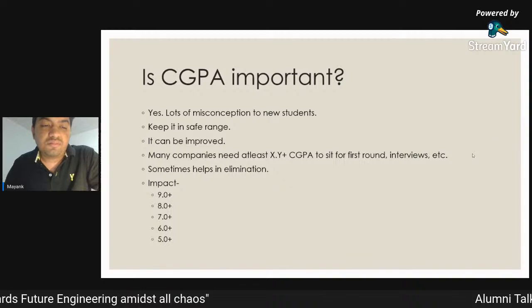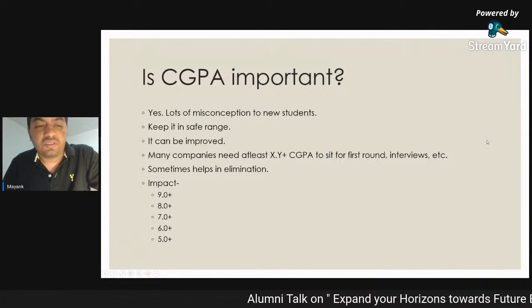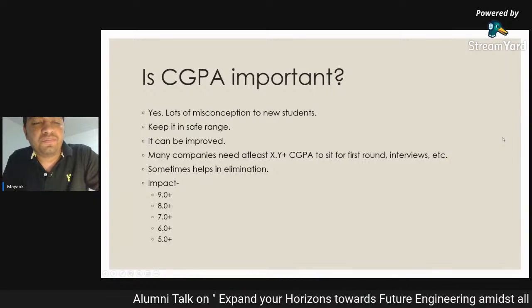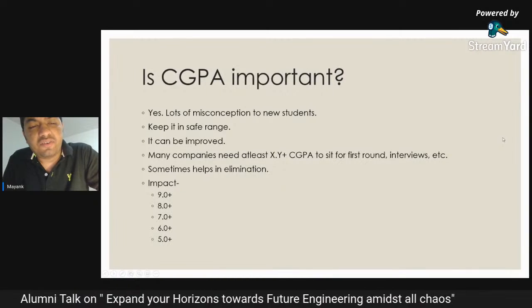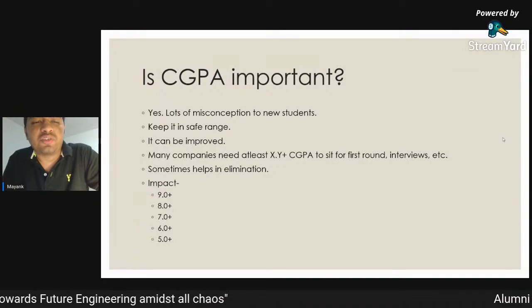So I'll say one by one what impact all these 9.0, 8.0, 7.0, 6.0, 5.0 have. Opportunities, I believe, are for everyone. You can't say that even if you are 6.0 or 5.5, you won't get any opportunity.